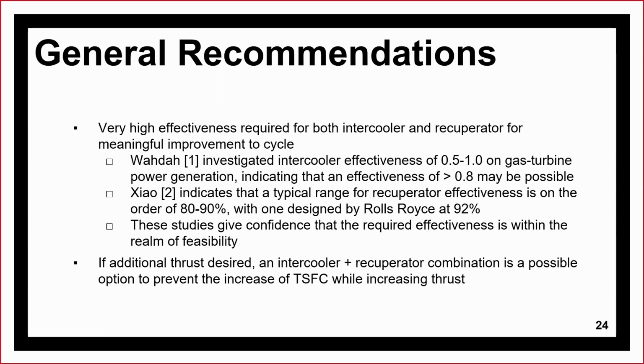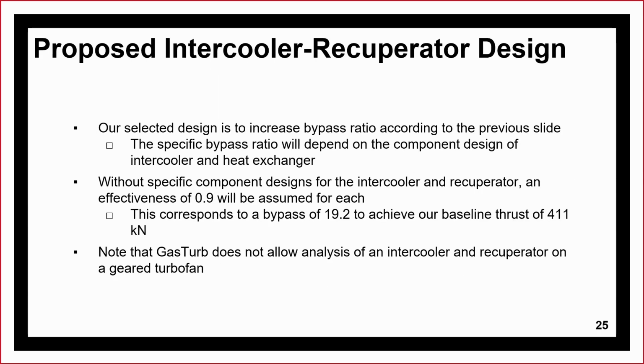Similarly, different papers showed that a typical range of recuperator effectivenesses is on the order of 80 to 90%, with one designed by Rolls-Royce being at 92%. These studies gave us confidence that these required effectivenesses are within the realm of feasibility. This led us to our proposed design. We showed that the bypass ratio increase is the most effective way to reduce thrust-specific fuel consumption, so we went with that. Without the specific component designs available, we assumed an effectiveness of 0.9, as discussed previously from those papers.